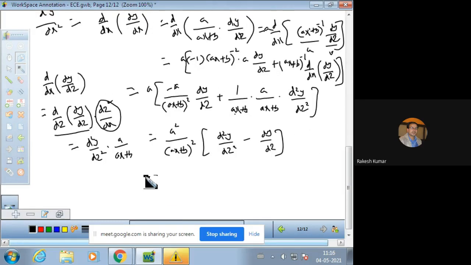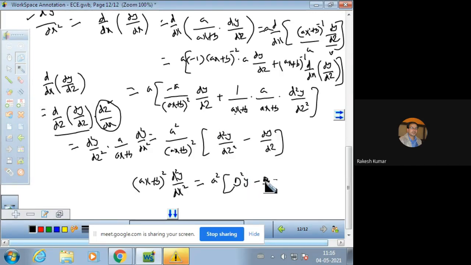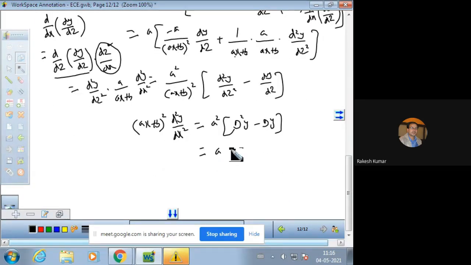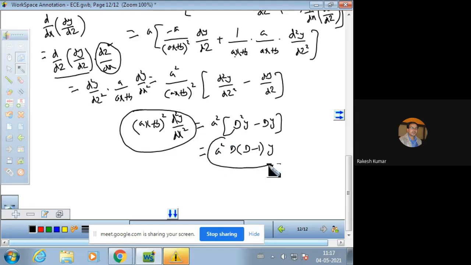And remember, what we are computing on the left hand side is d square y by dx square. So cross multiply: ax plus b whole square into d square y by dx square will be a square. This is a differential operator, d square y minus dy. So it can be written as a square, d can be taken common, d minus 1 into 1. So the value of this second order derivative term is a square d into d minus 1 into y.